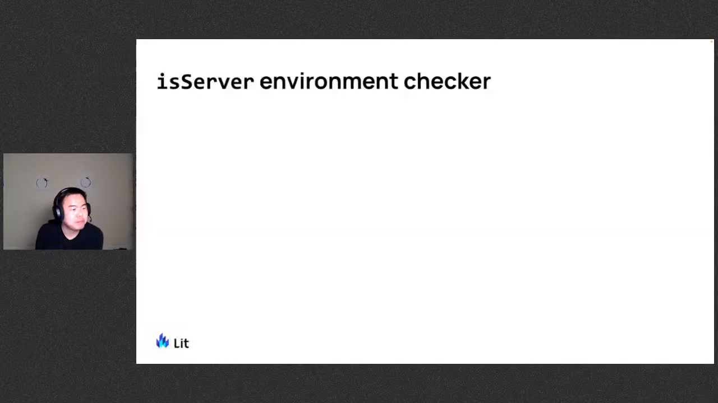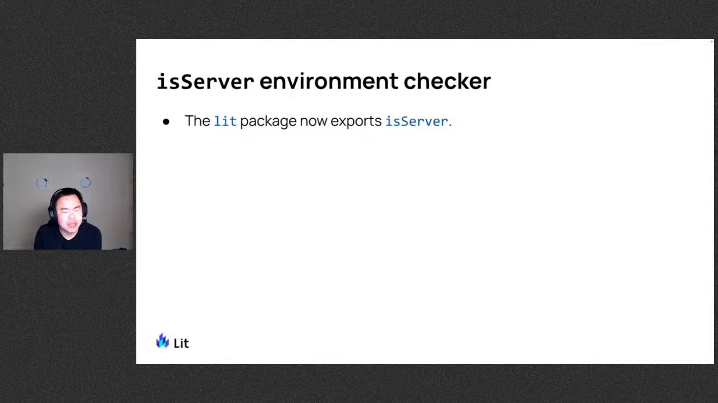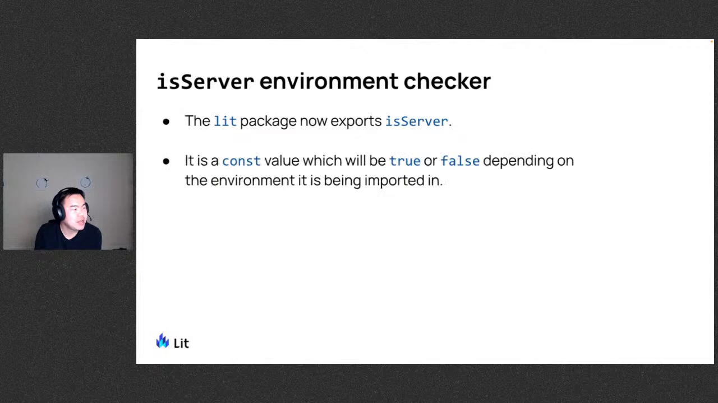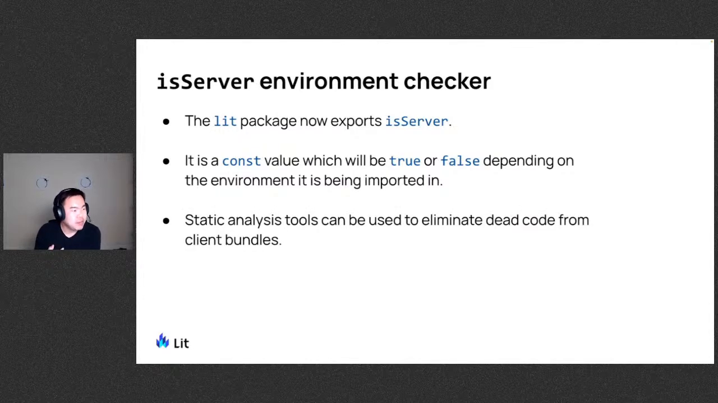Another cool thing we've added is an isServer environment checker. So this is now part of the lit package, as well as lit-html. You can directly import it from lit. And it is a const value, which will be true or false, depending on the environment that this is being imported in. And because this is a const, static analysis tools can be used to actually eliminate dead code from client bundles.